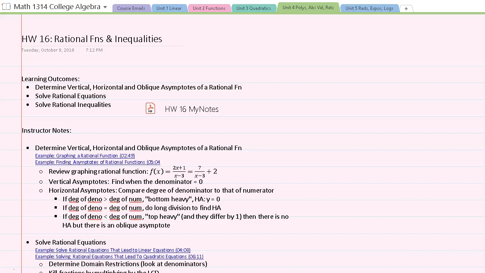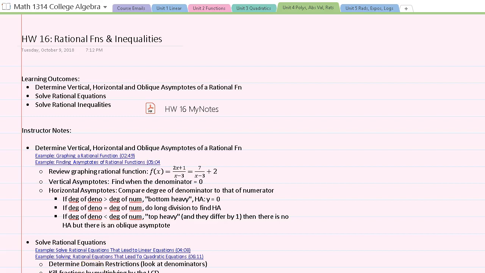This video introduces the topic of rational functions and rational inequalities. The learning outcomes are to determine vertical, horizontal, and oblique asymptotes of a rational function, to solve rational equations, and to solve rational inequalities. Before solving rational problems, we will quickly review graphing rational functions to gain a better understanding of what it means to find solutions of rational equations and inequalities.